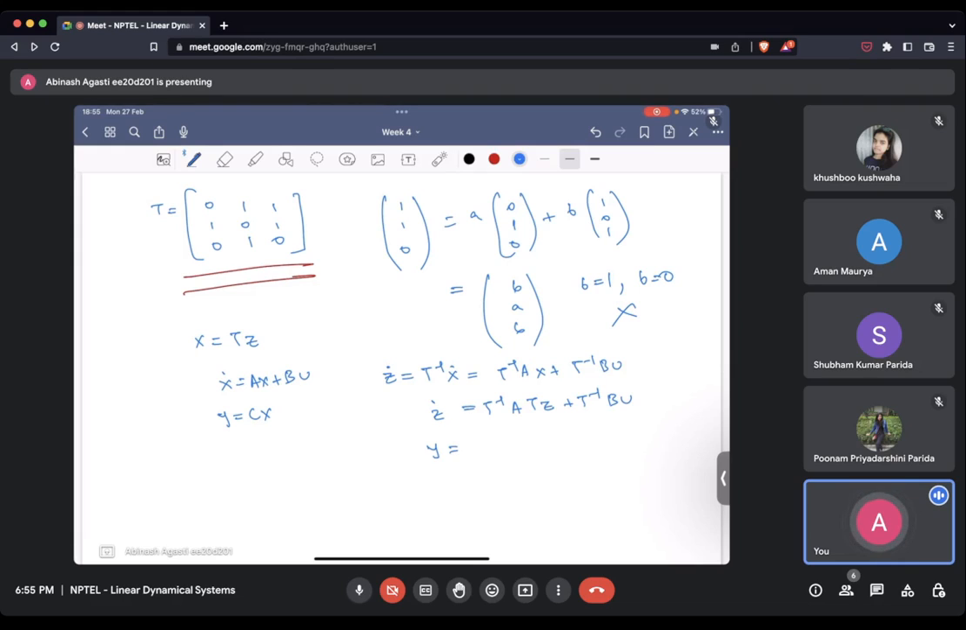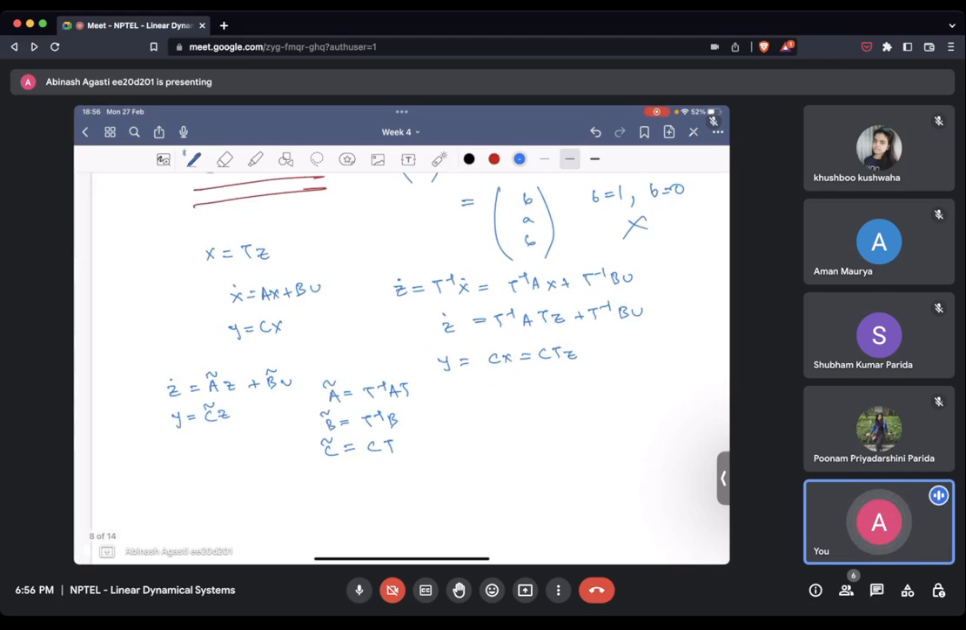States are just fictitious variables which we are creating to understand the system, but inputs and outputs are quite physical in nature, so they won't change. So y is equal to Cx, that is CTz. So now if I write this as something like this, then I have A tilde is T inverse AT, B tilde is T inverse B, C tilde is CT. Okay, so this is our transformed LTI system.